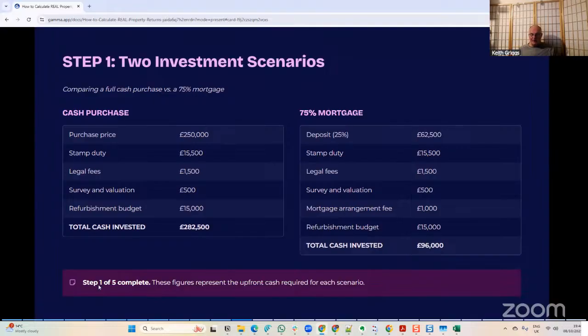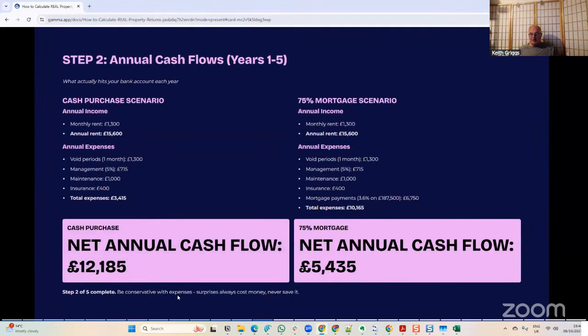So this is step one. This represents the upfront money that the investor had to pay in these two scenarios. Step 2, look at the annual cash flows. So they both receive the same rent, 1,300 a month, 15,600 per annum. Both got the same void periods, management, maintenance, insurance.